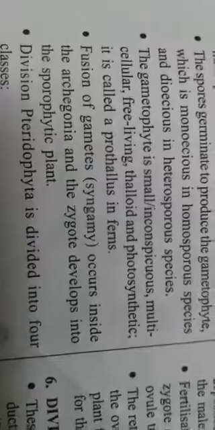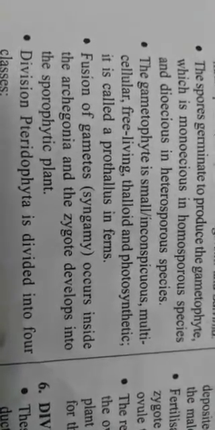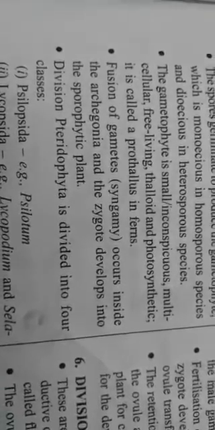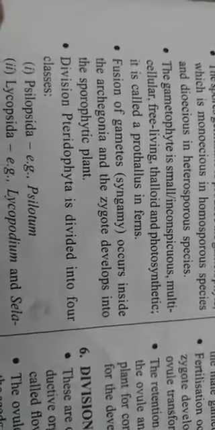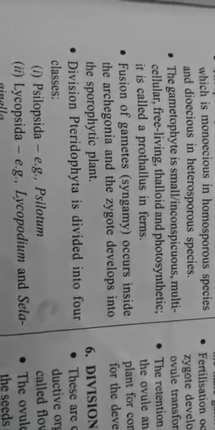So the gametophyte phase will be multicellular. Free living means it is not attached to the main body. It will have a thalloid, thallus-like body. Photosynthetic, it can make its own food, and we call it prothallus in fern. In ferns what do we call it? Prothallus. Now fusion of gametes, syngamy, occurs in the archegonia, which is the female part. Inside the female part the zygote is developed, and this zygote will further give the sporophytic plant.